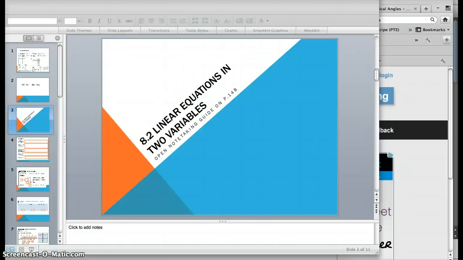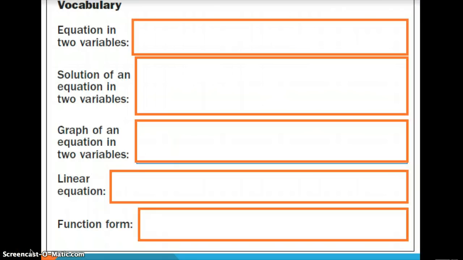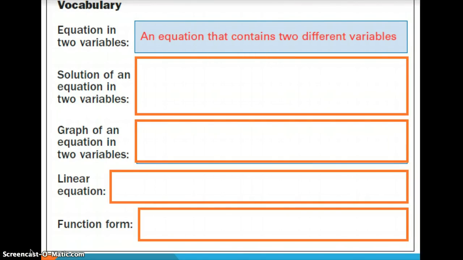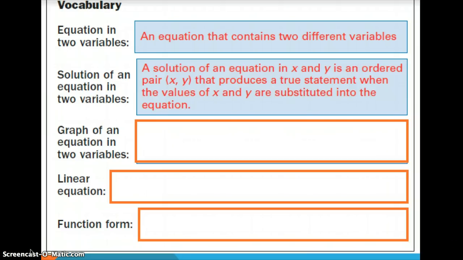8.2 is linear equations in two variables. Equations in two variables: an equation that contains two different variables. Solution of an equation in two variables.